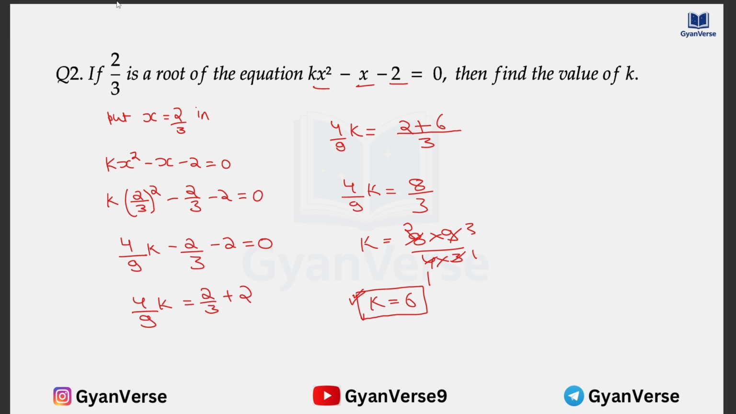So you have to keep in mind that 2 upon 3 was given as the root or the solution, whatever you want to call it. That means if you will put the value 2 upon 3, the quadratic equation will 100% get satisfied. Here you don't have to prove whether it is a root or not.